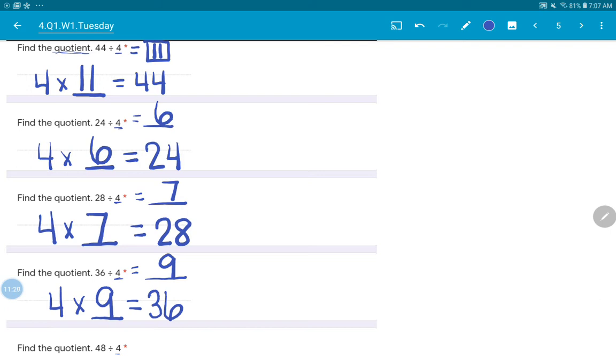And for the last one, 48 divided by 4 equals something. If I write that as multiplication, 4 times what number equals 48? Well, I know that 4 times 10 is 40, and 8 is 2 more 4s. So 4 times 12 is going to equal 48. 48 divided by 4 equals 12.